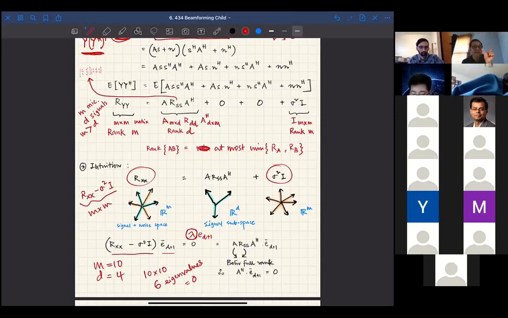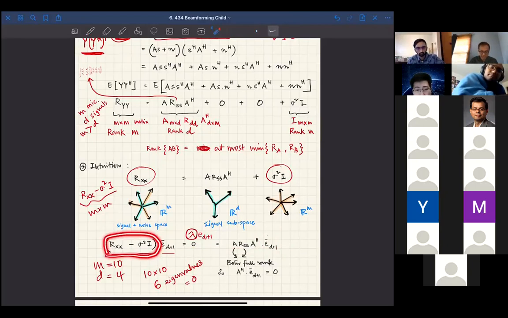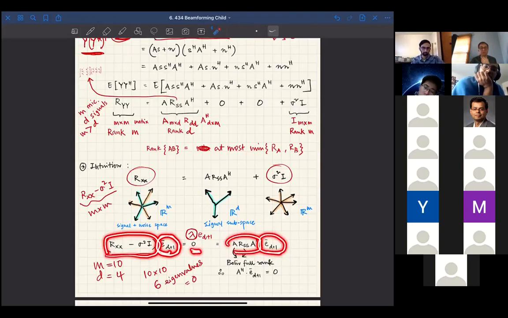Those 6 eigenvectors, those m minus d eigenvectors, when you multiply on the right side, they should also give you 0 because this is 0. If this matrix times some eigenvector, which are those 6 eigenvectors, gives you 0, then the right-hand side multiplied by those eigenvectors should also give you 0.